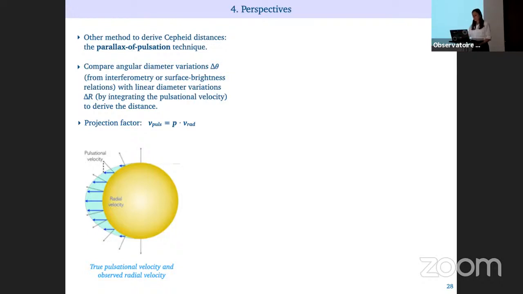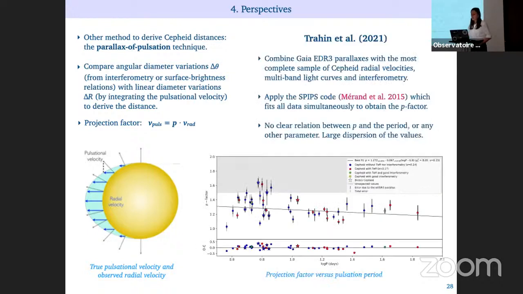So in a recent paper that was just accepted a few weeks ago by Trahan et al., we combined Gaia EDR3 parallaxes for a sample of about 70 Cepheids with the most complete sample of photometry, radial velocity, and well-covered light curves, and also interferometry for some of them. We applied the SPIPS code, developed by Antoine Mérand, which is an implementation of the parallax of pulsation technique. It feeds all the data simultaneously and returns the P factor.